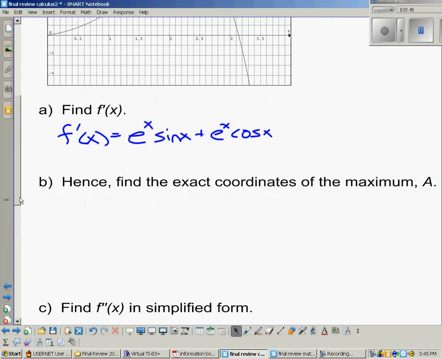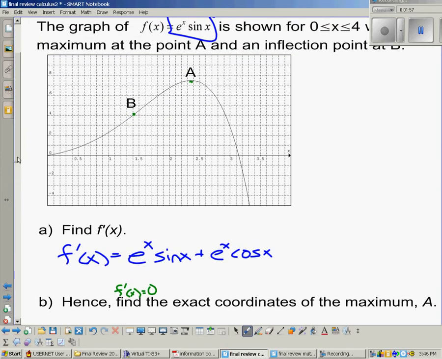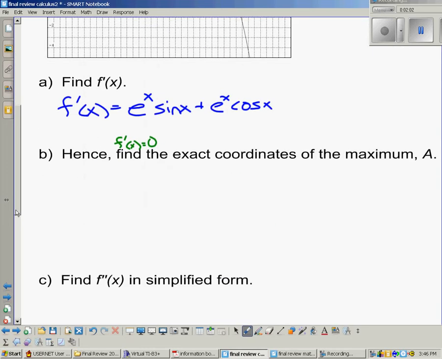Hence, find the exact coordinates of the maximum A. Okay, so if we're looking for the exact coordinates of the max A, that means we're looking for a horizontal tangent. If you go back to the original graph, at A, at this max, we must have a horizontal tangent, which means that f prime at x is equal to 0. So let's set our f prime equal to 0. We'll say 0 equals e to the x sine x plus e to the x cos x.